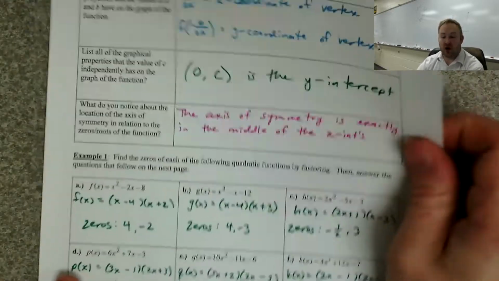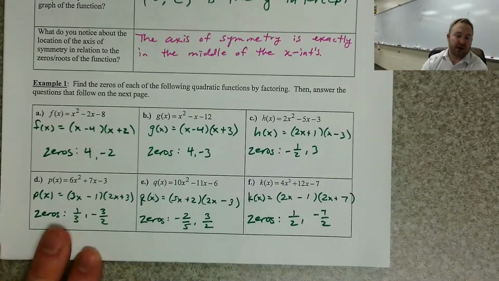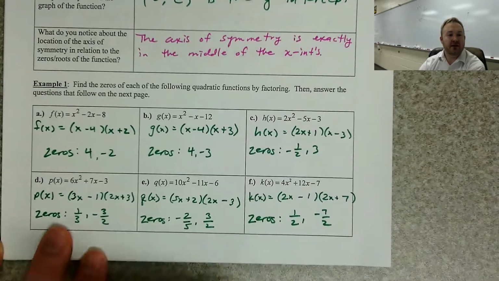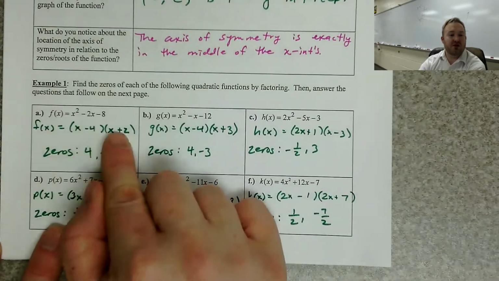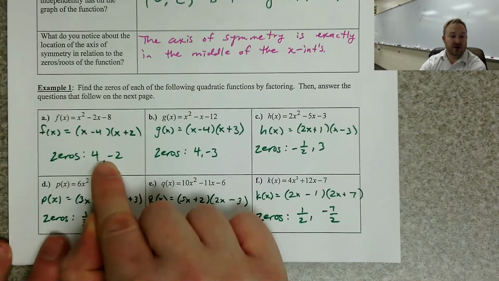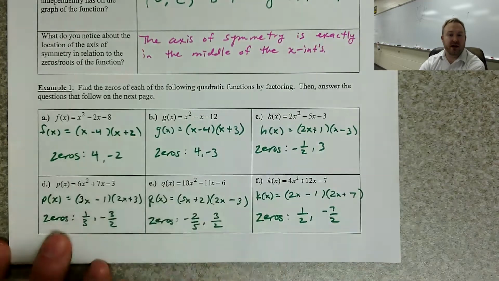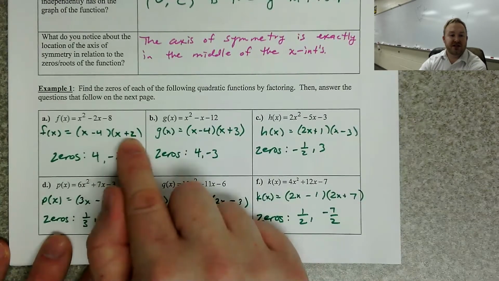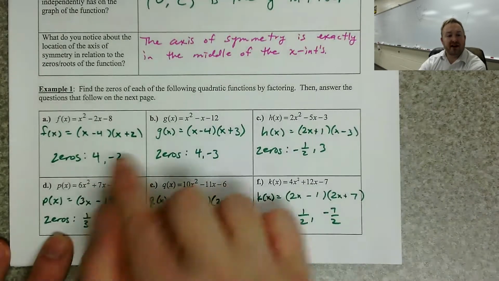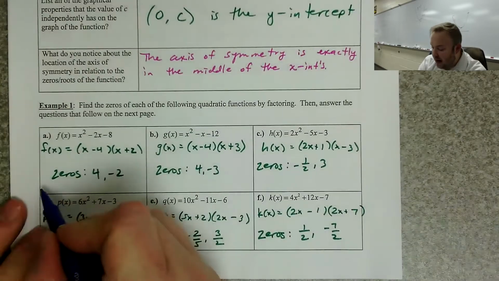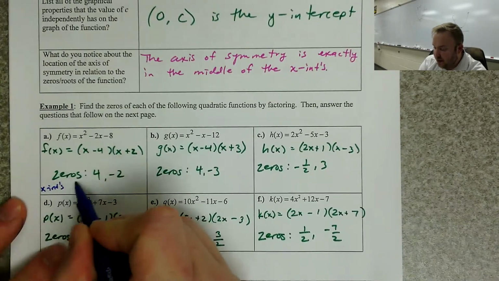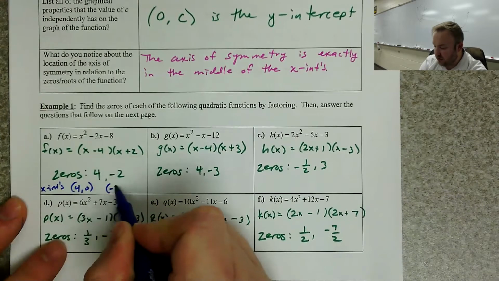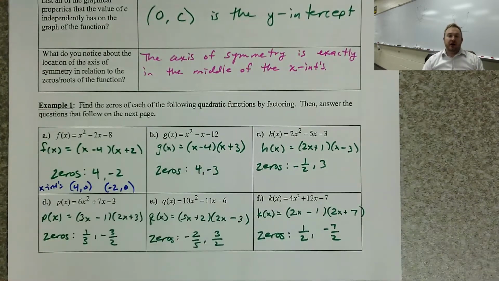Okay, for the next example, I've gone through and factored each of these functions. If you need to pause and get the factored form, you can. We've already learned this as well, that once you know the factored form, you can find the zeros. So if this factored form is x minus 4 times x plus 2, the zero of x minus 4 is positive 4. The zero of x plus 2 is negative 2. My zeros are 4 and negative 2. That also tells me that my x-intercepts are (4, 0) and (-2, 0). So the zeros of the function also tell me the x-intercepts of the function.